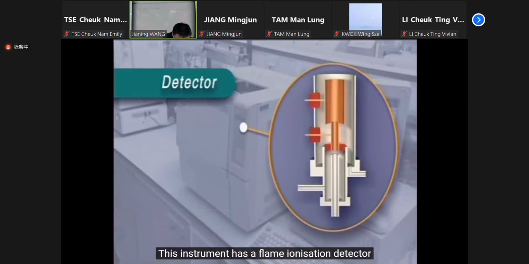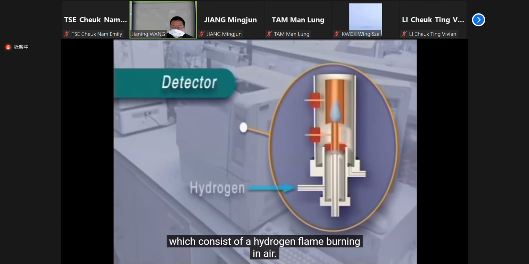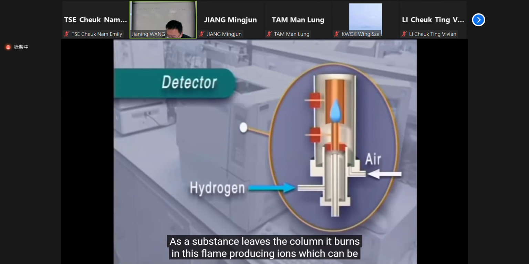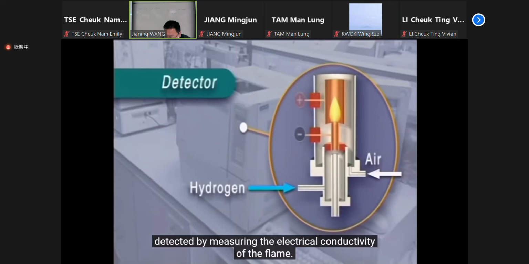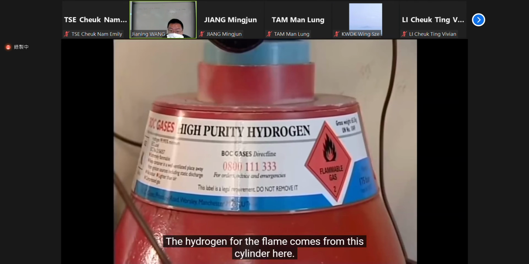This instrument has a flame ionization detector, which consists of a hydrogen flame burning in air. As a substance leaves the column, it burns in this flame, producing ions, which can be detected by measuring the electrical conductivity of the flame. The hydrogen for the flame comes from this cylinder here.